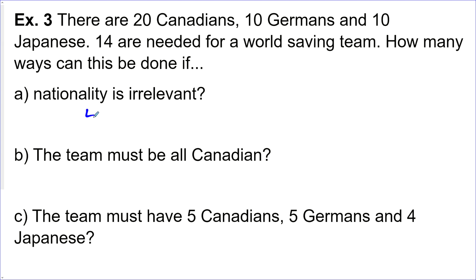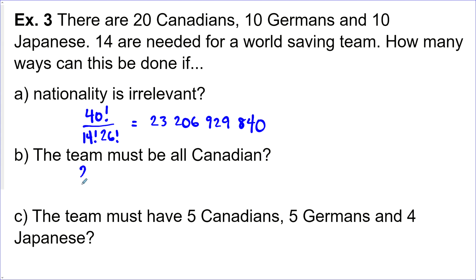We've got 40 people, and we want 14 of them. And that means that we're not going to use 26 of them. Now this is a pretty big number, but if we put it in our calculator, we see that it is 23,206,929,840.